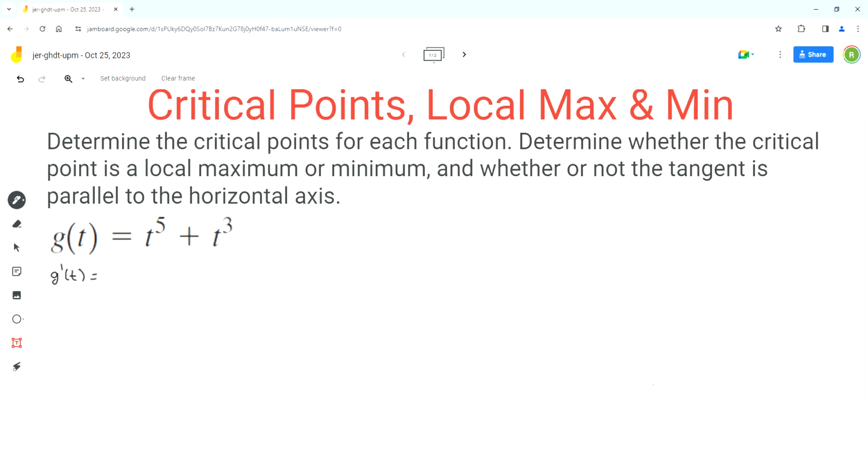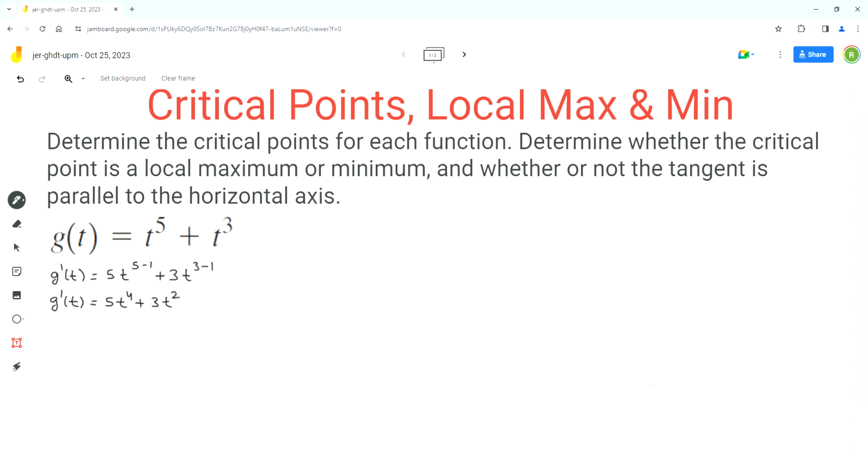equals, so the derivative of t^5 can be found using the power rule. As per the power rule, the exponent 5 is moved to the front and we should subtract 1 from it. And then plus, we should use the power rule for the next term, t^3. We should move the exponent 3 to the front and subtract 1 from 3. Now we can simplify this expression. So we get 5t^4 plus 3t^2.